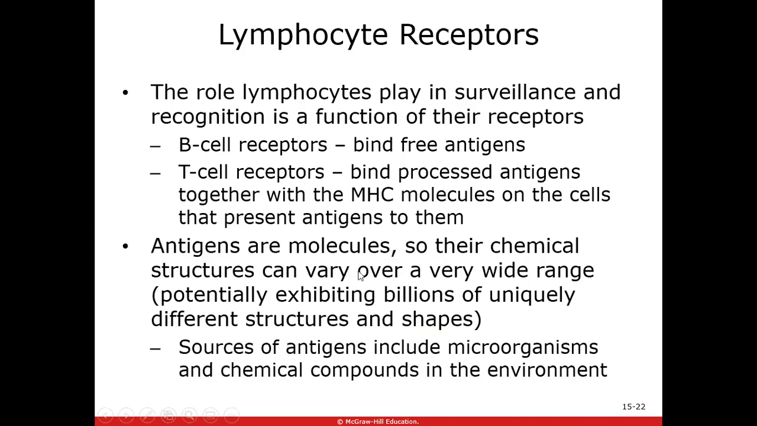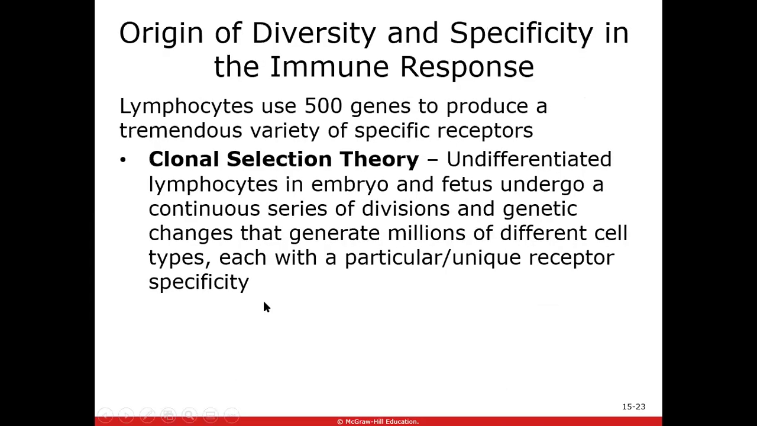Antigens are molecules, so their chemical structures can vary over a very wide range. So it's potentially exhibiting billions of uniquely different structures and shapes in that antigen receptor. Sources of antigens include microorganisms and chemical compounds in the environment. So your immune system sets up, even if it hasn't been exposed to them, receptors for billions of potential invaders.